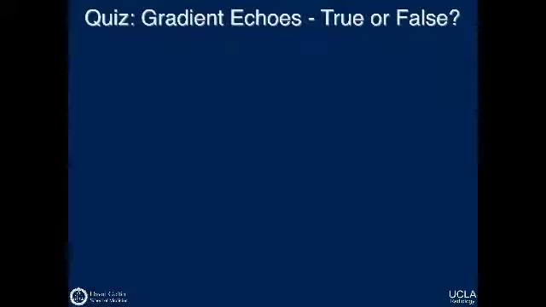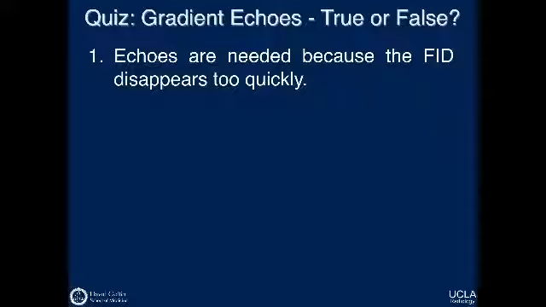Okay, so quick quiz. Echoes are needed because the FID disappears too quickly. True or false? FID was that signal right after the 90, right? So true or false? True. The FID disappears really quickly, and so echoes are a way of kind of getting around that a little bit.